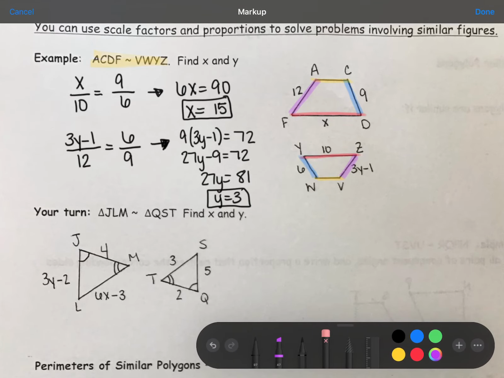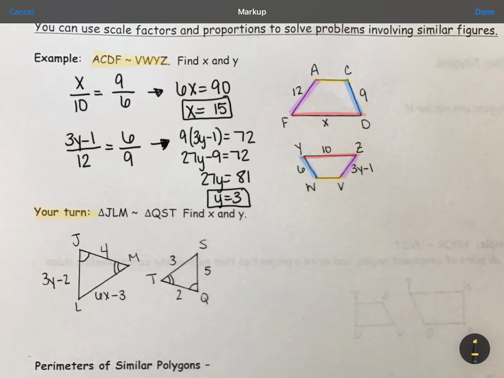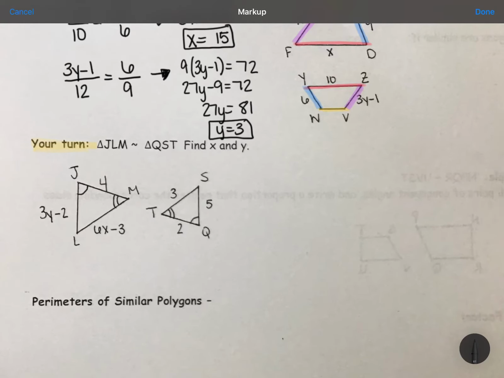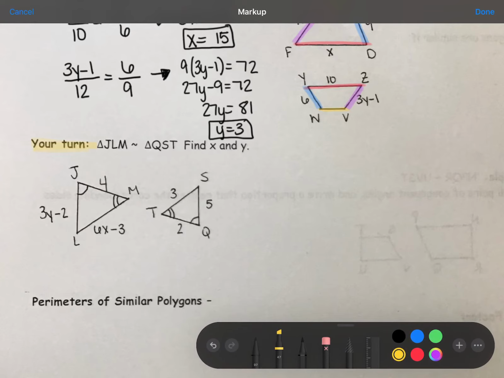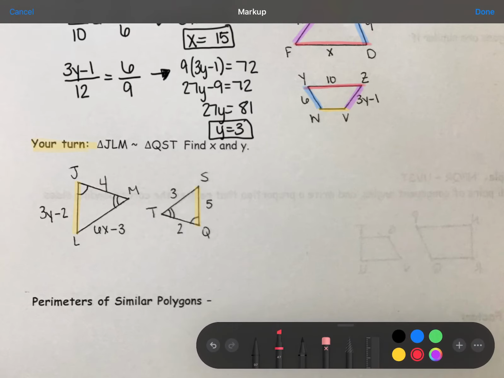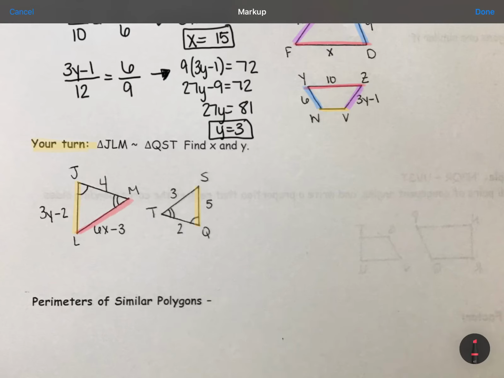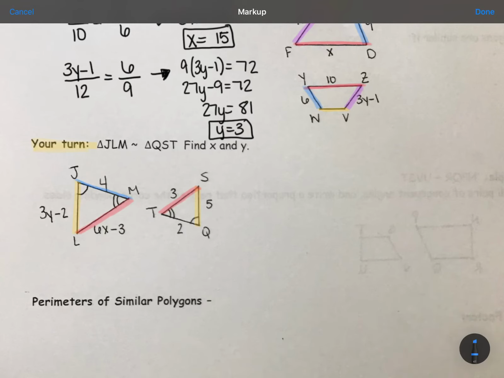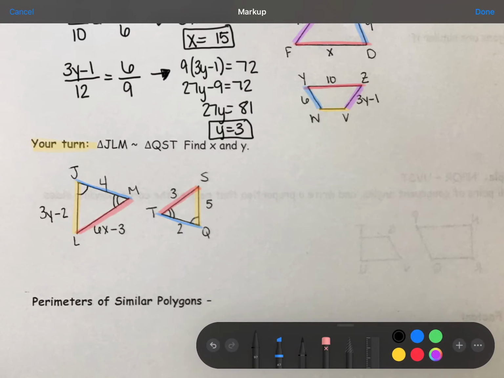All right, so pause the video and you can try out this example here. We've got two triangles that are similar and you're going to set up a proportion to solve for x and y. Once you think you've got your answers, you can unpause the video and see if you are correct. Again, I'm going to go through and highlight my sides that are corresponding. JL corresponds with QS, LM corresponds with ST, and that leaves my last side, JM, which corresponds with TQ. All right, so now I'm ready to set up a proportion.